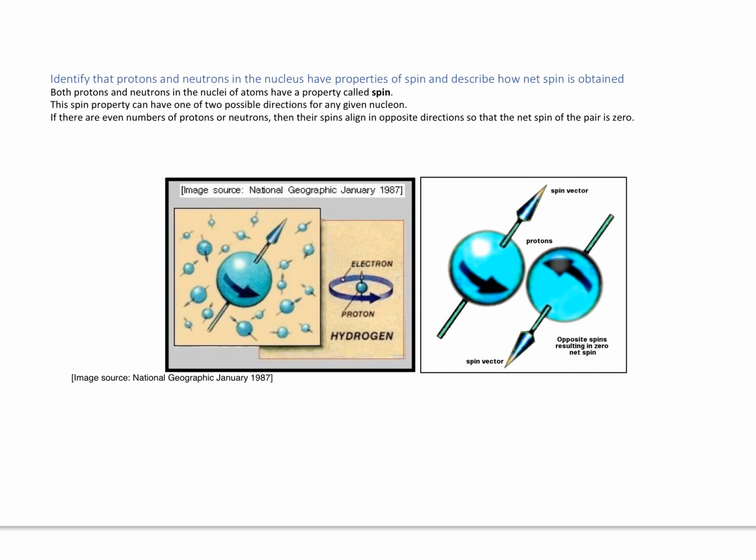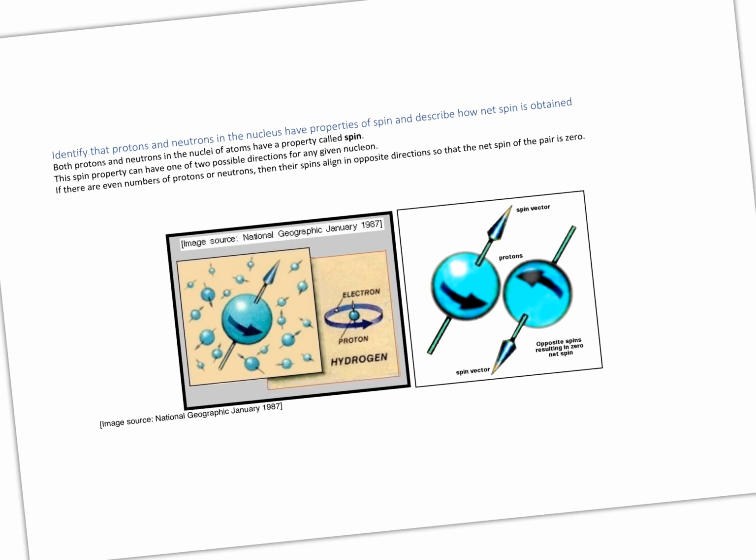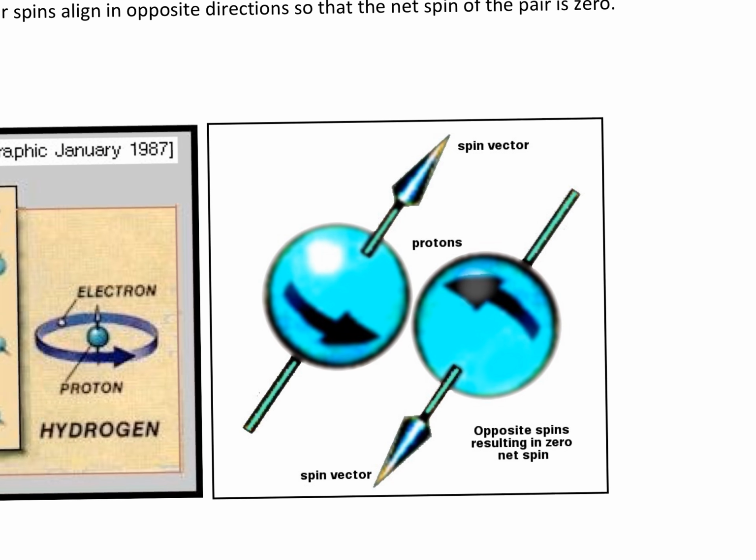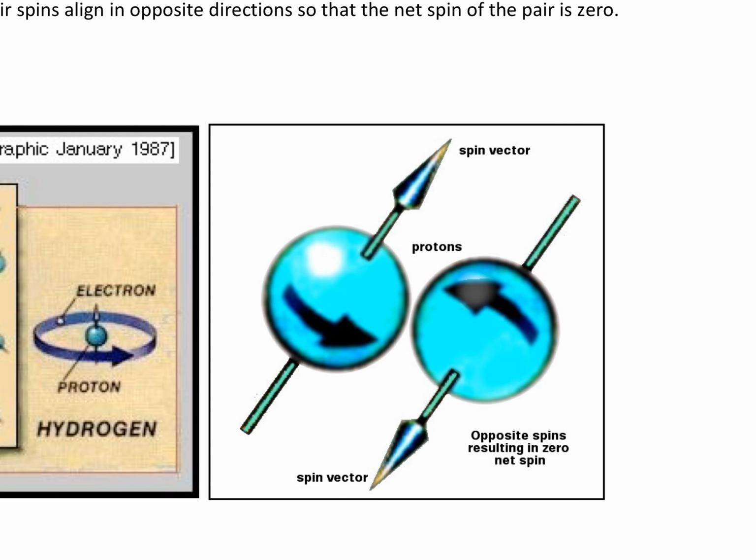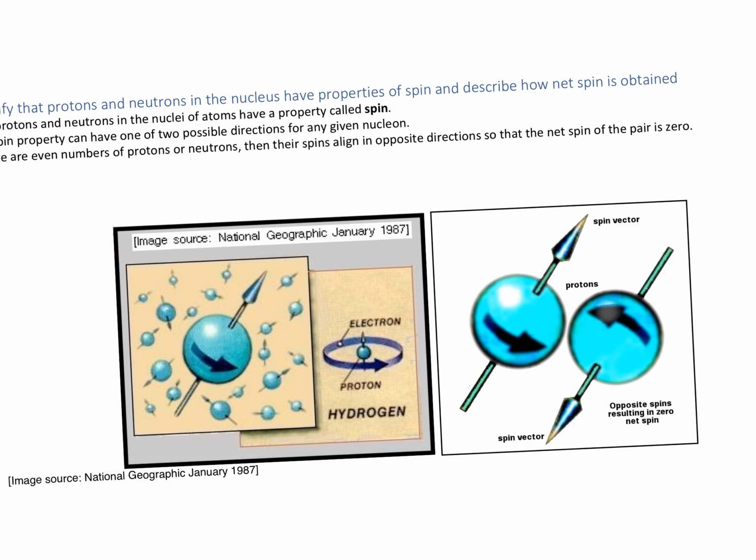In this video, we're looking at the properties of particles in the nucleus. And one of those properties in particular is spin, nuclear spin. Protons and neutrons both have spin, as you can see here in the diagram. Depending on how they spin, there's a spin vector, and we're going to have a look at that right now.